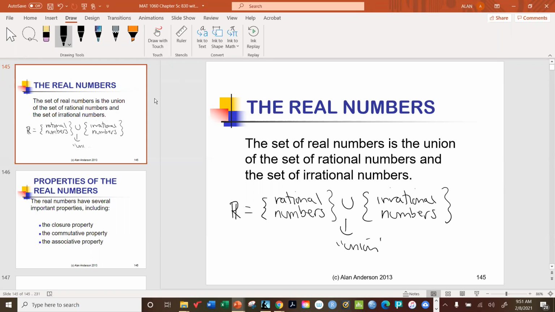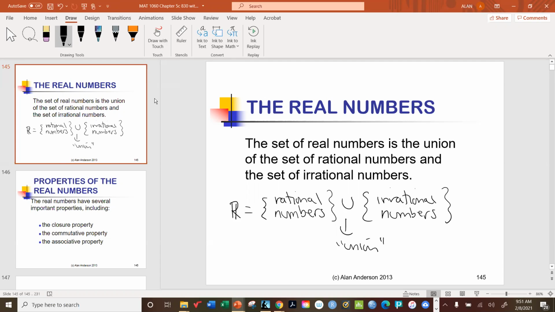And so what we're doing is creating a new set which consists of all the rational and irrational numbers, but you notice that these have nothing in common with each other. They're two completely different sets of numbers, but all of them are real. And all the real numbers fall into one of these two categories.